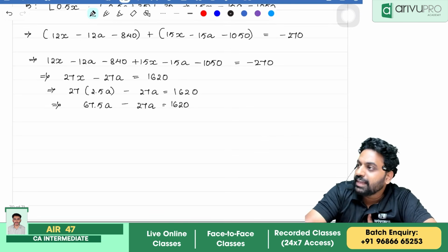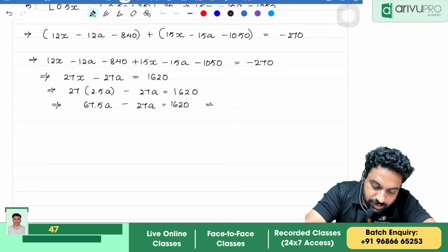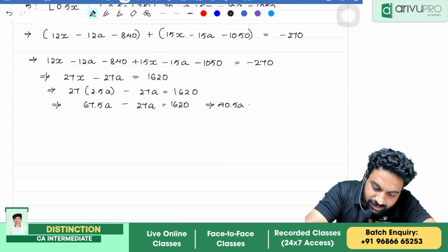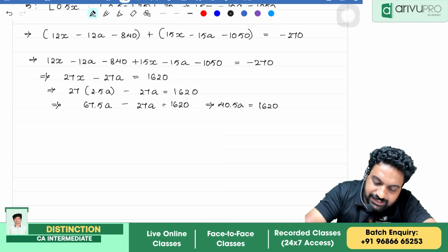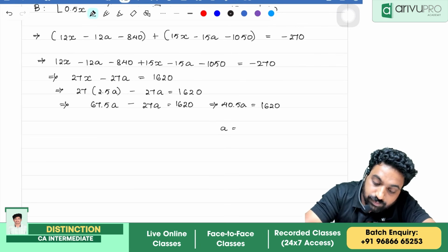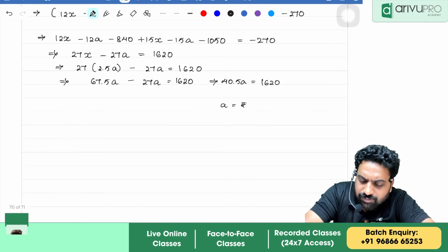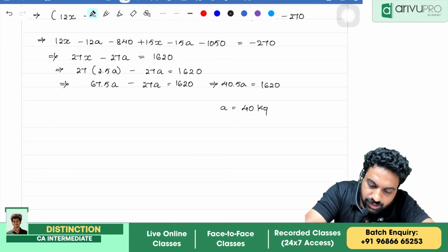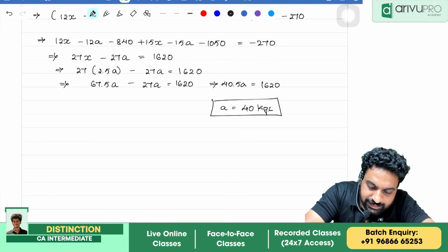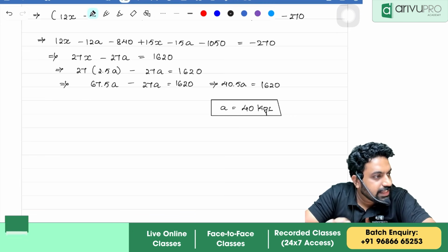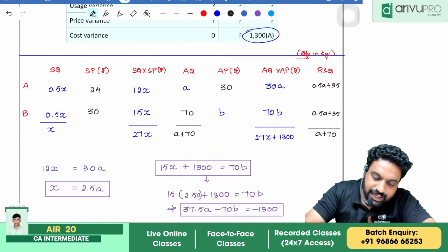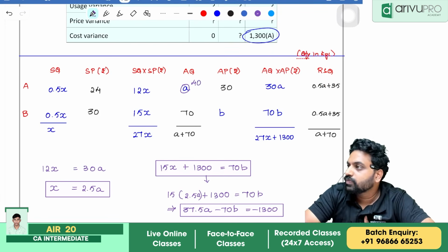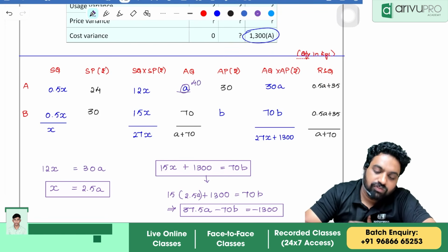So 27 into 2.5a gives 67.5a, minus 27a, 40.5a is equal to 1620. A is equal to, rupees or quantity? A is quantity, right? A is equal to 40 kgs. We got A as 40.